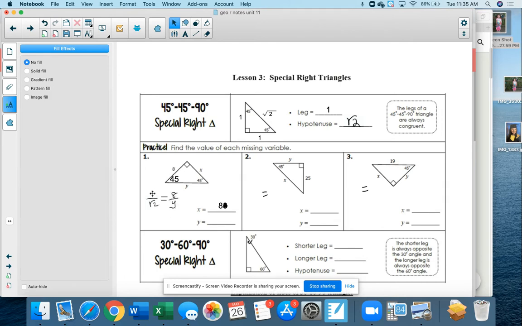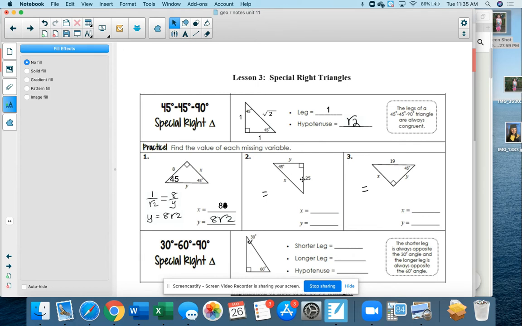So look at this right here. 1 is the leg, radical 2 is the hypotenuse. That's the rule for the 45, 45, 90. 8 in this particular triangle is the leg, and y is the hypotenuse. And then I'm just going to cross multiply that. 1 times y is just y, and 8 times radical 2 is 8 radical 2. And that's my answer.